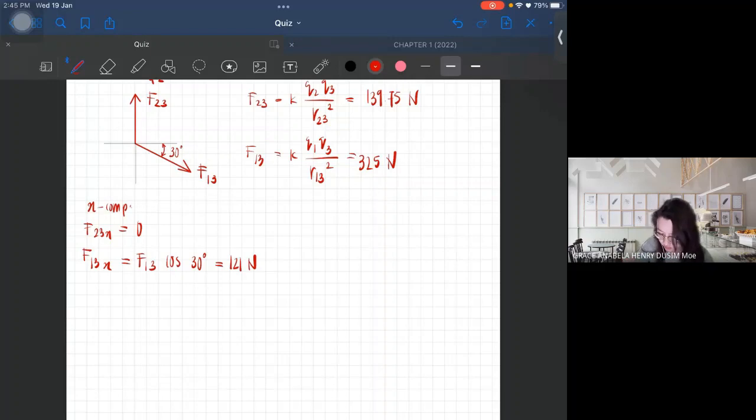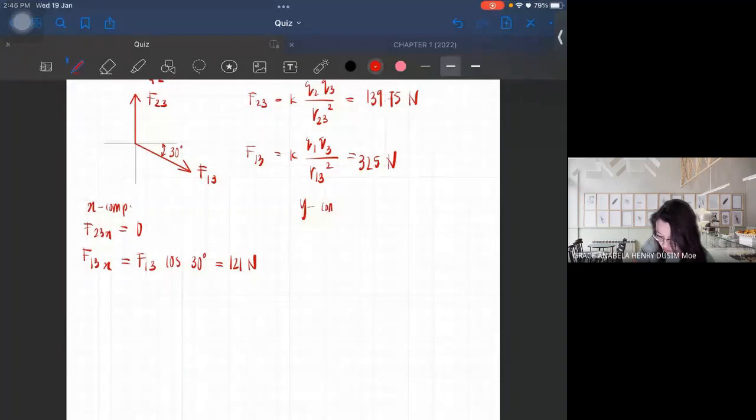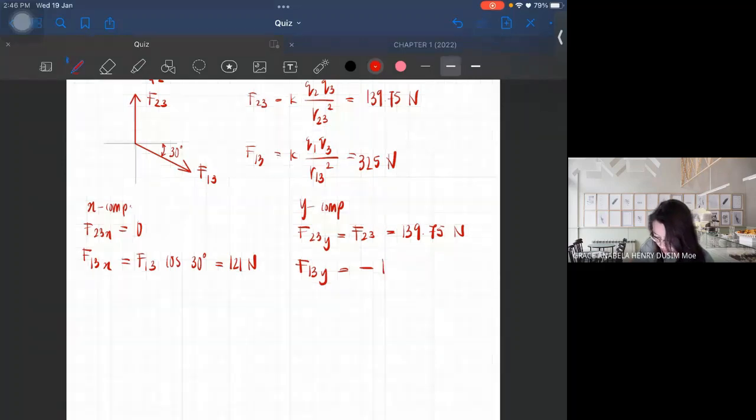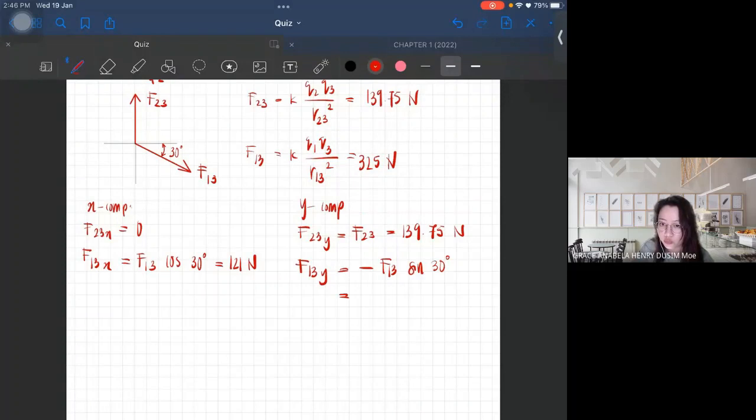Okay, and then for Y component, F23Y is equal to F23, which is equal to 139.75 Newton. And then F13Y is equal to negative F13 sine 30 degree, which is equal to negative 69.9 Newton.